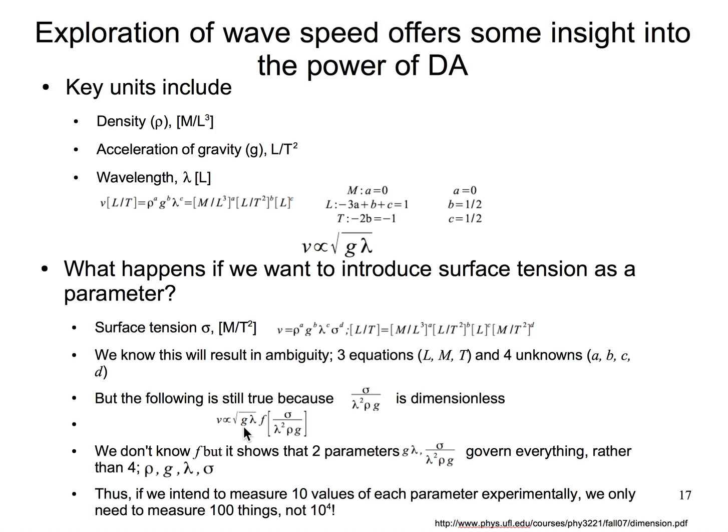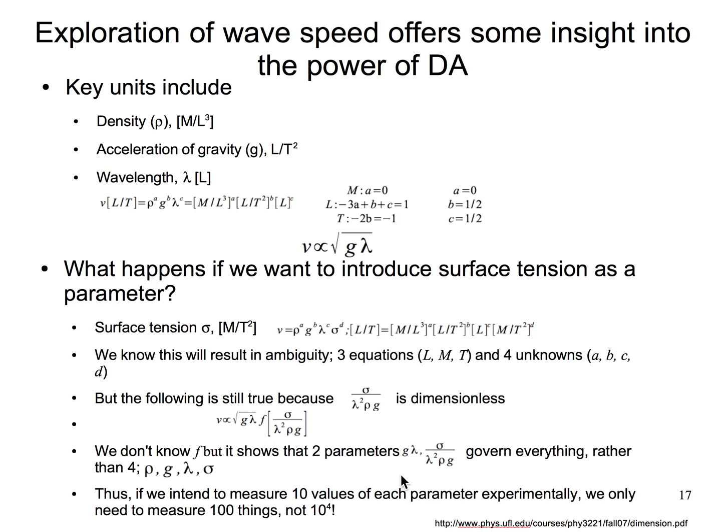And we already know that the square root of g lambda has the units of velocity. So we can actually create an expression for velocity that looks like this. The velocity is proportional to the square root of g lambda, we already had that result, and some function, f, of this unitless parameter. We don't know what that function is. However, we now know that two parameters, square root of lambda g and this piece here, those two dictate the velocity.